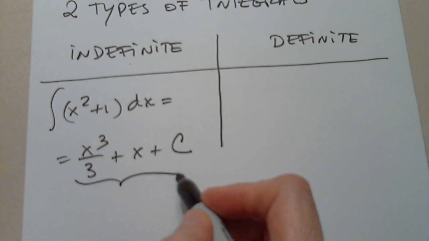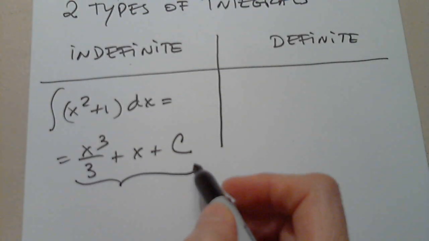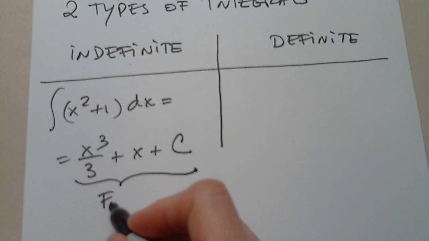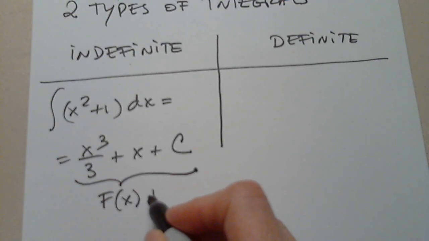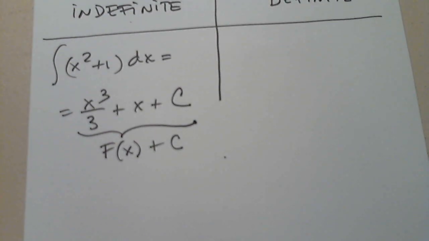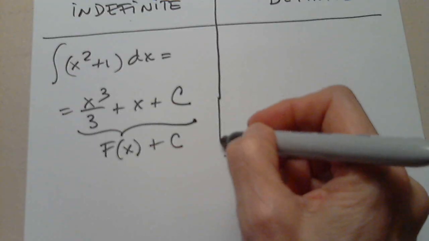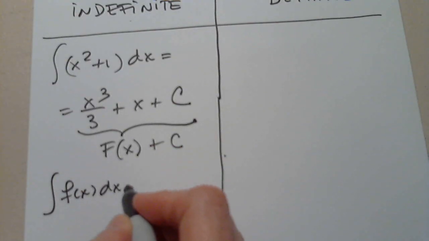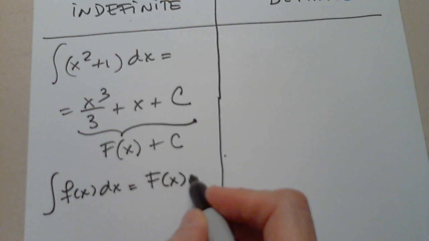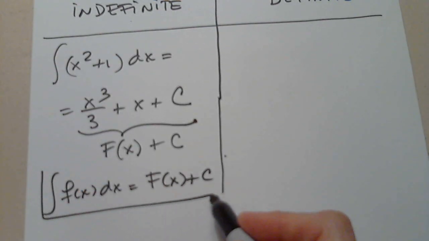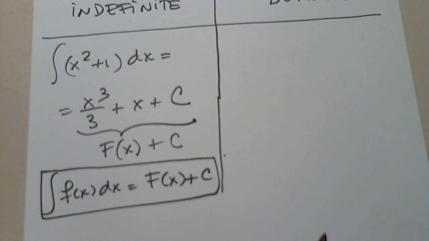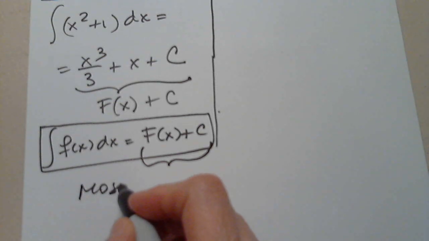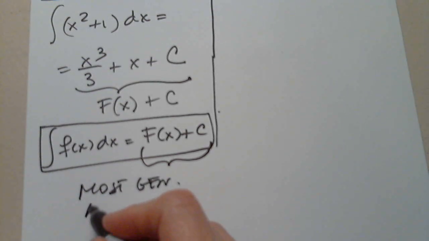We like to denote this, or at least the function, by uppercase F of x, plus a constant c. So the general form that we should look at is the integral of f of x dx equals F of x plus a constant c. This is what we call the most general antiderivative.